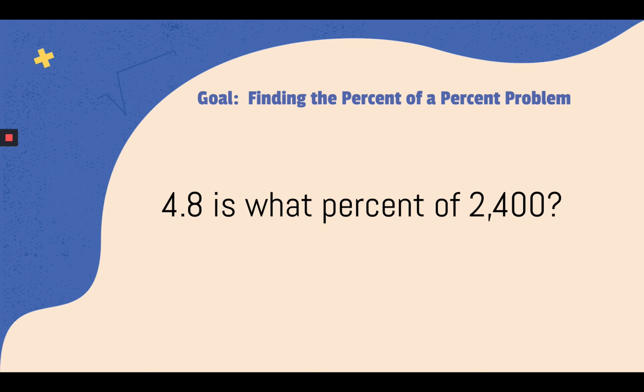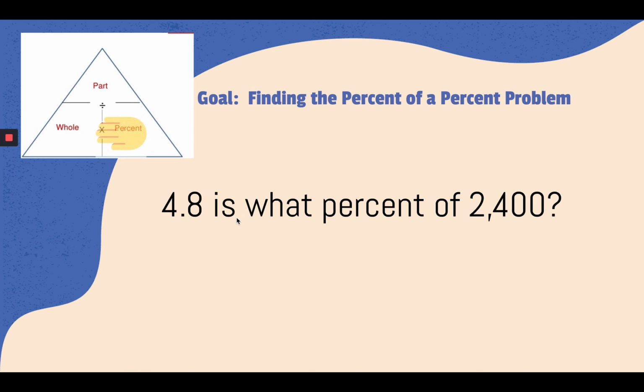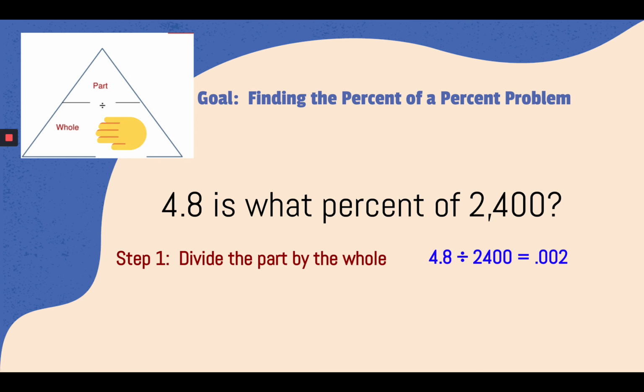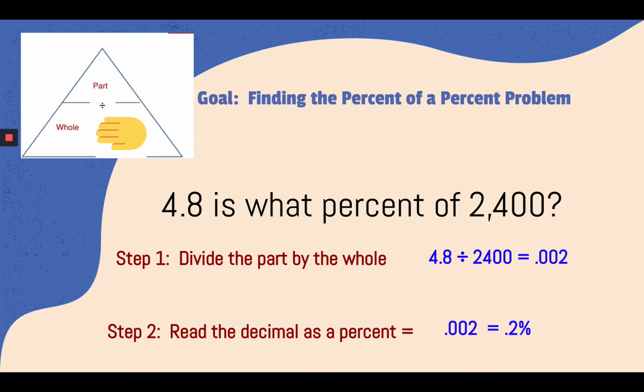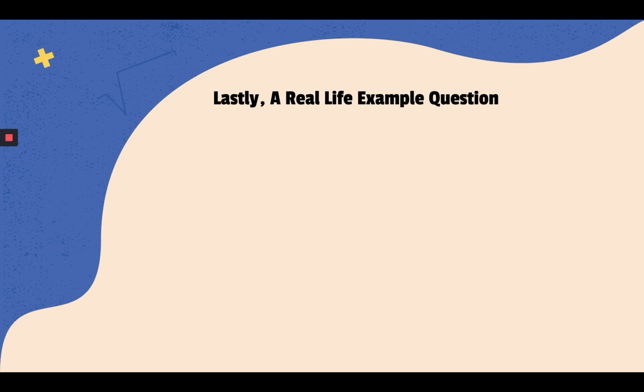Okay. 4.8 is what percent of 2,400? Well, 4.8 is the part, 2,400 is the whole. Part divided by whole. 4.8 divided by 2,400 equals 0.002. And I just want to point out that's less than 1%. That's a tiny little percent, because if I were to move that decimal over 2 places, it's going to be 0.2%, less than 1.